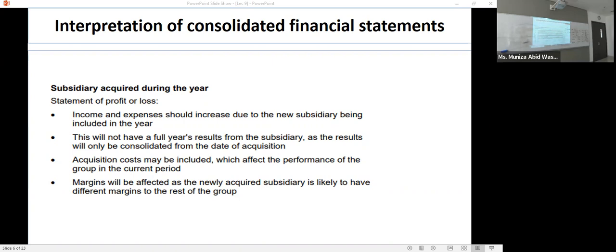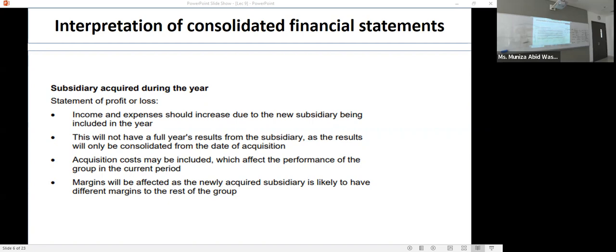So acquisition costs may be included, which affect the performance of the group in the current period. Because when we invest in a subsidiary, we have to write off that investment in the group financial statements. In the parent's financial statements, it is going to be written. From the group, the investment in the subsidiary is going to be deducted. But in the individual financial statements of the parent, that amount of the investment has to be written. So this again is going to bring changes.